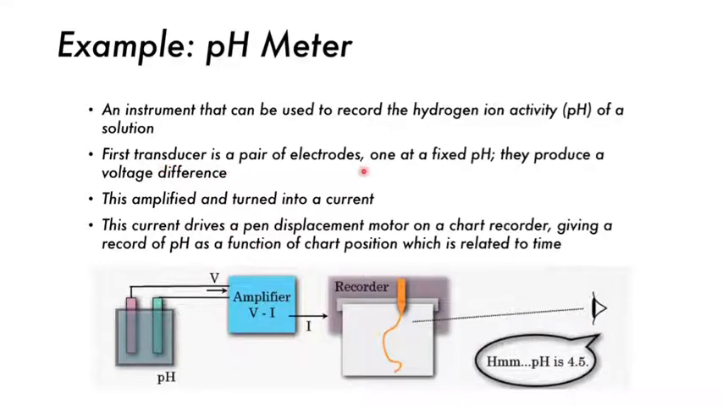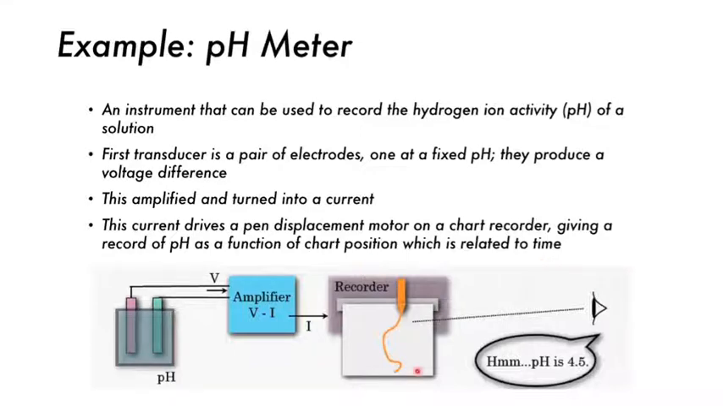So the first transducer is a pair of electrodes, one at a fixed pH, and they produce a voltage difference. This voltage difference is amplified and turned into a current. This current drives a pen displacement motor on a chart recorder, or just uses a step function inside the electrical circuit, which can produce an output on a digital dial or even an analog dial. The current drives a pen displacement motor on a chart recorder, giving a record of pH as a function of chart position, which is related to time.